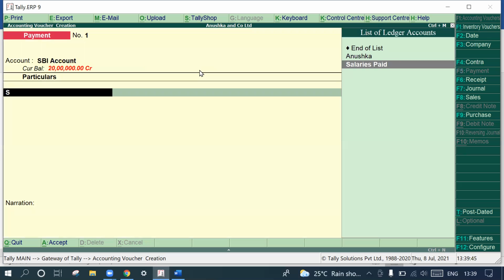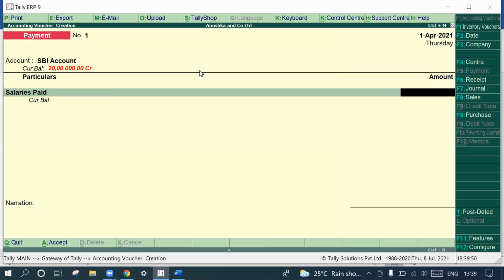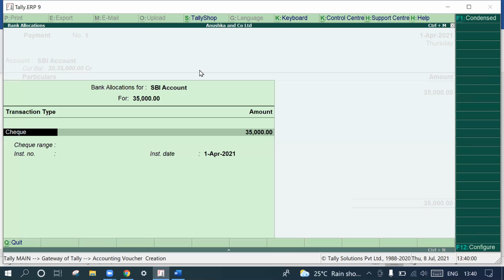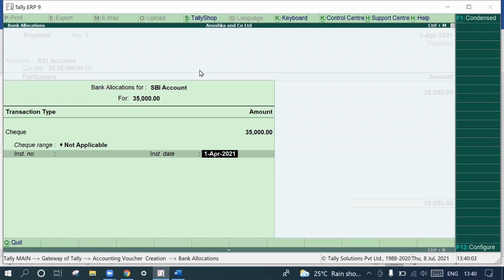So what we have paid? Salaries, and how much? 35,000. And being the salaries are paid through bank.